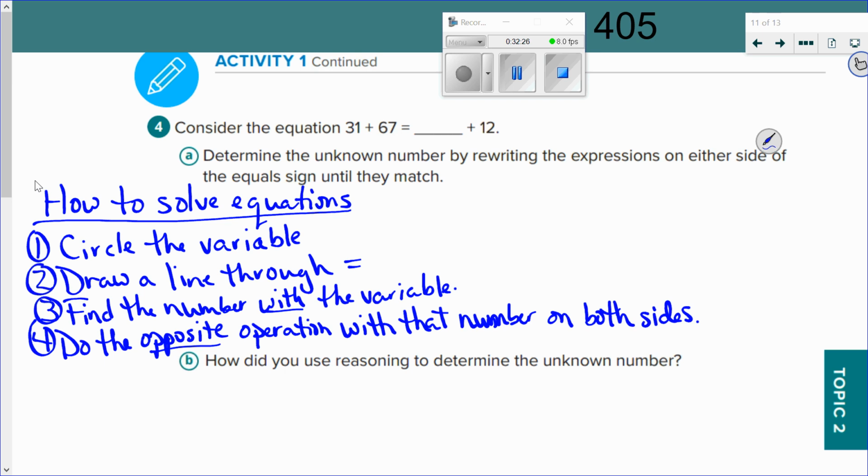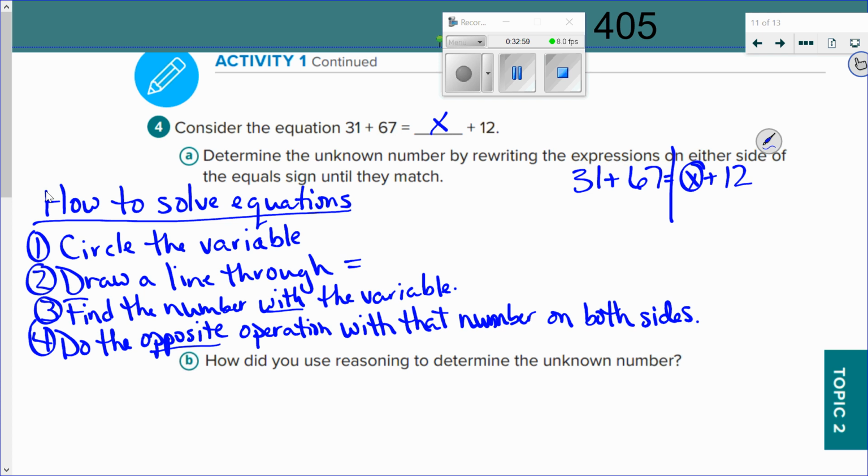So the first thing I want you to do is replace this blank with an X, because X is our most common variable. So we're just going to rewrite this. And I'm going to say 31 plus 67 equals X plus 12. Okay? Let's look through our steps. Our first step is circle our variable right here. Draw a line through the equal sign. Everybody should be able to do that. Am I asking a lot of work? No. Step 3, to help you understand it, says, find my variable.